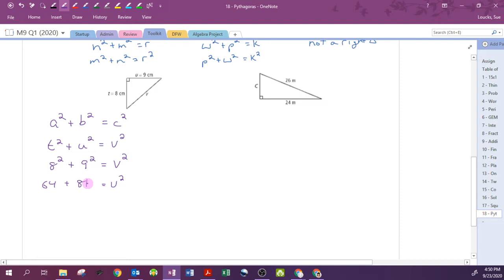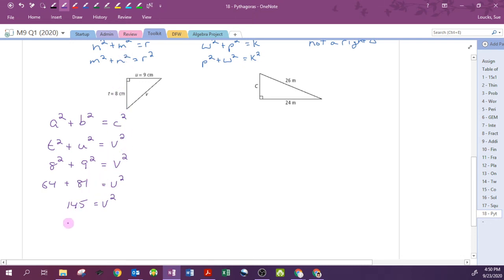And 64 plus 81 is 145, so that equals v squared. And now you have the question of, well, I don't care what v squared is, I want to know what v is. How do I find out what v is? Well, just like when we were doing the algebra, if something was multiplied, you would divide it to isolate the variable, and if something had been added, you would subtract it, because those are inverse operations. The inverse of squaring is to take the square root.